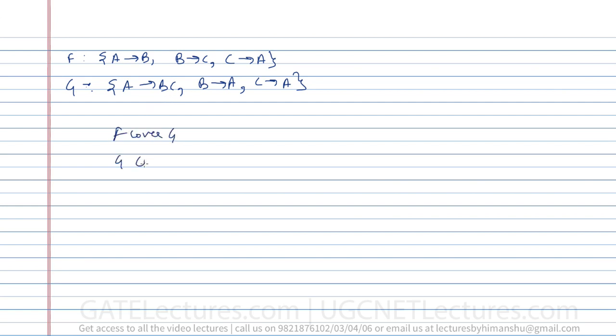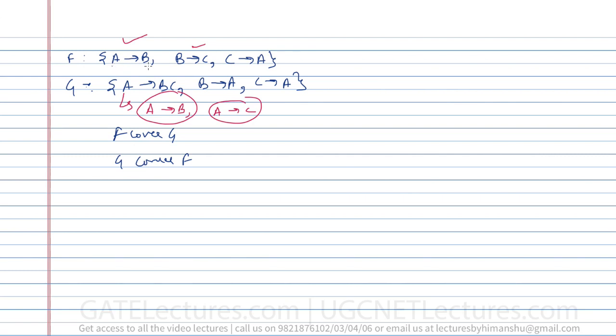Assuming that the functional dependencies which are given are like this: F is A derives B, B derives C, and C derives A, and G is saying A derives BC, B derives A, and C derives A. These are the two sets of functional dependencies which are given. So let us see if F covers G or not and G covers F or not. The only thing which can be broken down here is A derives BC, that is A derives B and A derives C. So A derives B is also present here, and A derives C is also present here.